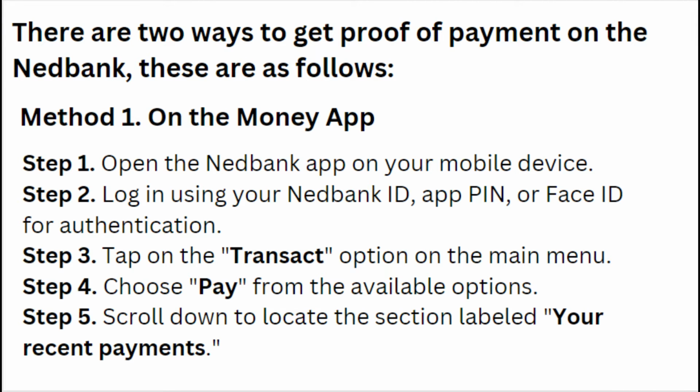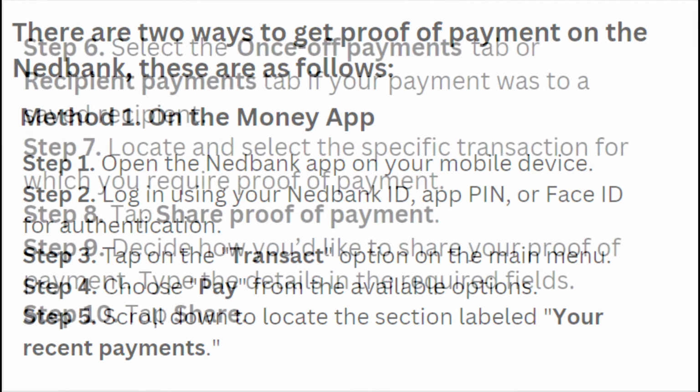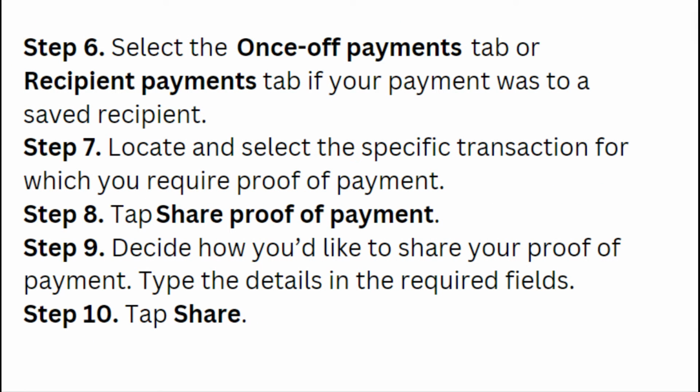Step 4. Choose Pay from the available options. Step 5. Scroll down to locate the section labeled Your Recent Payments. Step 6. Select the Once Off Payments tab or Recipient Payments tab if your payment was to a saved recipient.